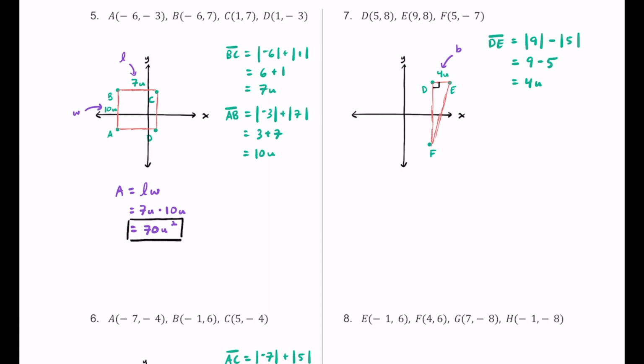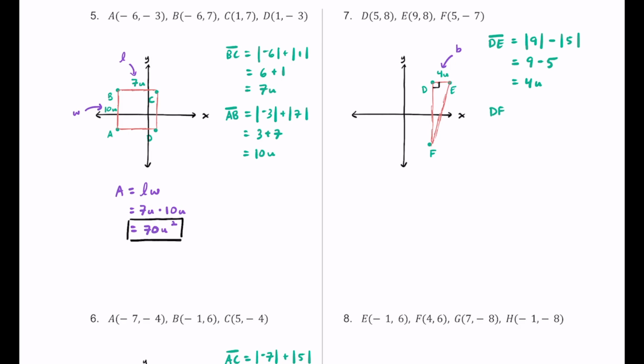Well, the height is going to be this segment DF because they're right on top of each other, above and below. So looking at D and F here, notice they have matching X values, which confirms that this is the height. And then we look at their Y values of 8 and -7. Now they're in different quadrants, so make sure we add their absolute values.